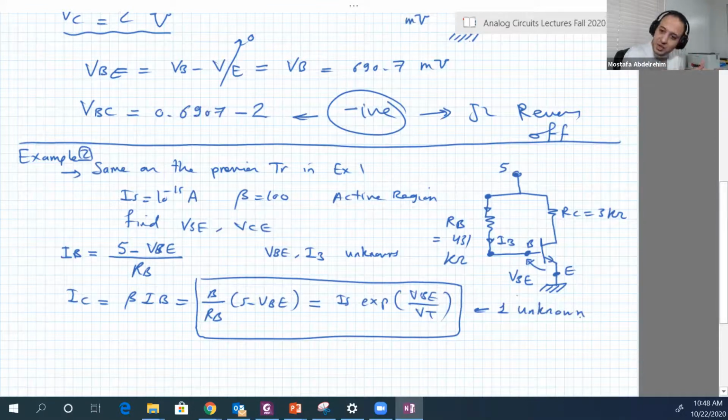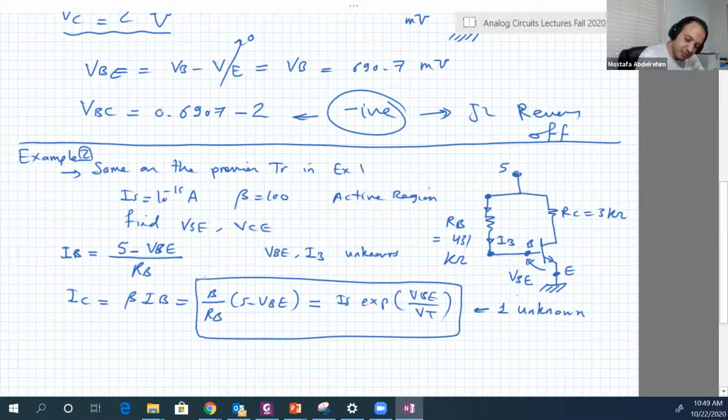So in principle, we can solve it and get VBE and get any other parameter we lack, like IC or IB. So let's try to do that. Let's put VBE on one side and all the knowns on the other side. Remember, everything is known here except VBE. RB is known, 431 kilo ohms. Beta is 100. VCC is 5, of course. IS is 10 to the power minus 15. VBE is still our one unknown, and VT is 25 millivolts or 26, whatever it is. I will tell you in the exam what value to choose.